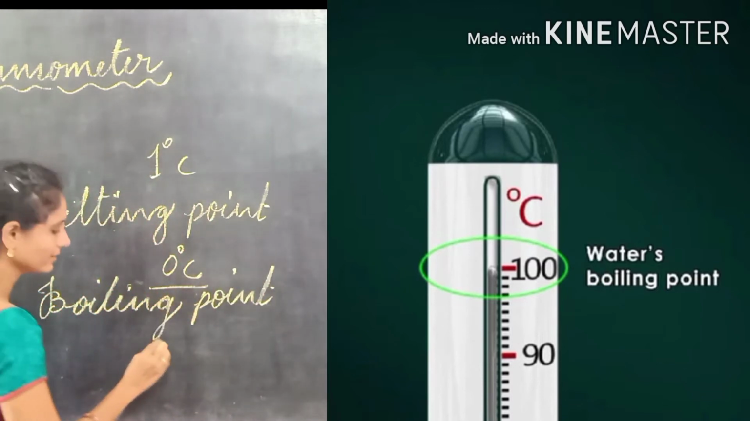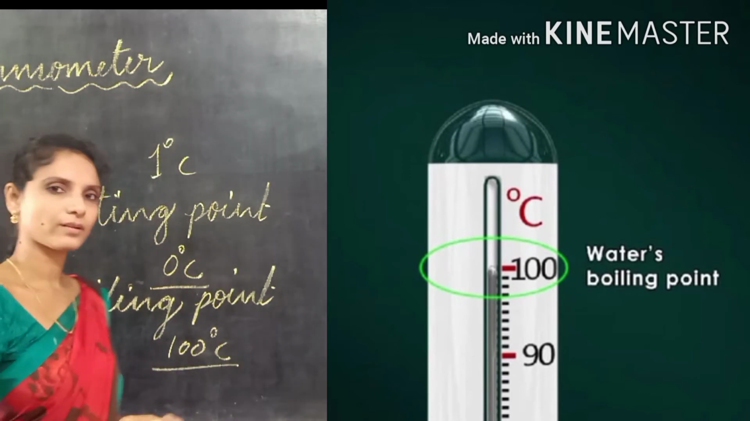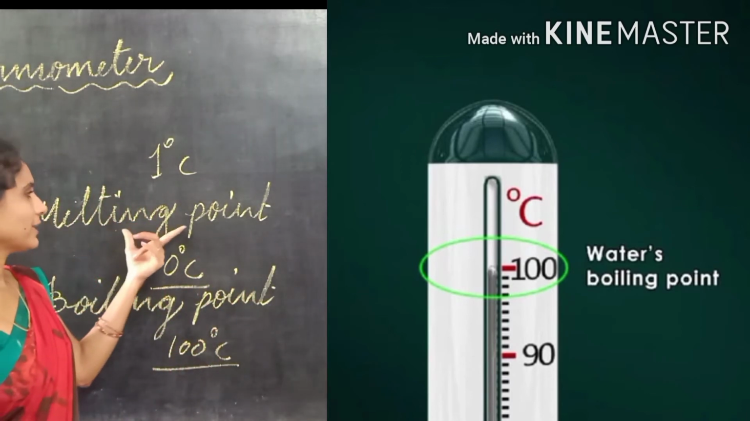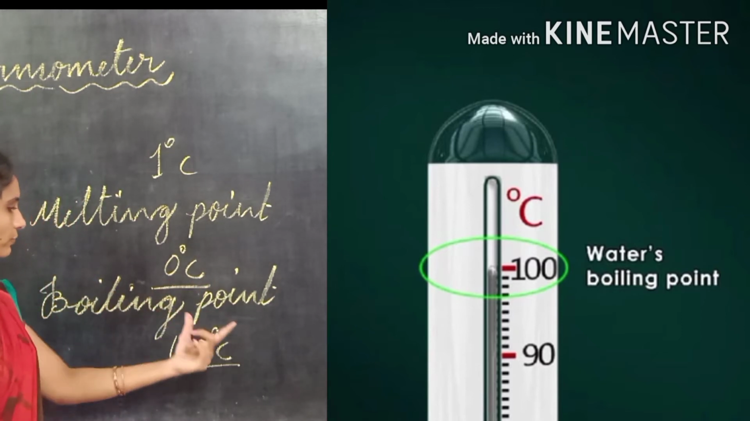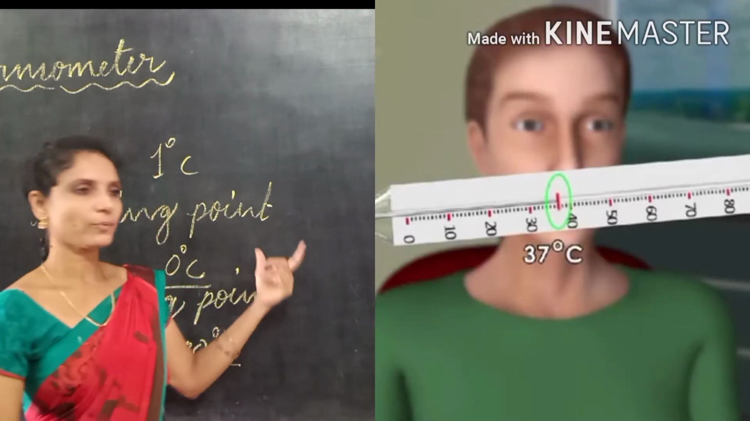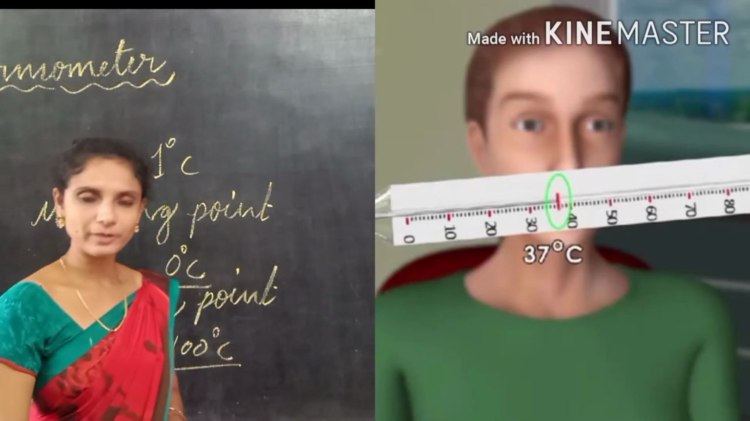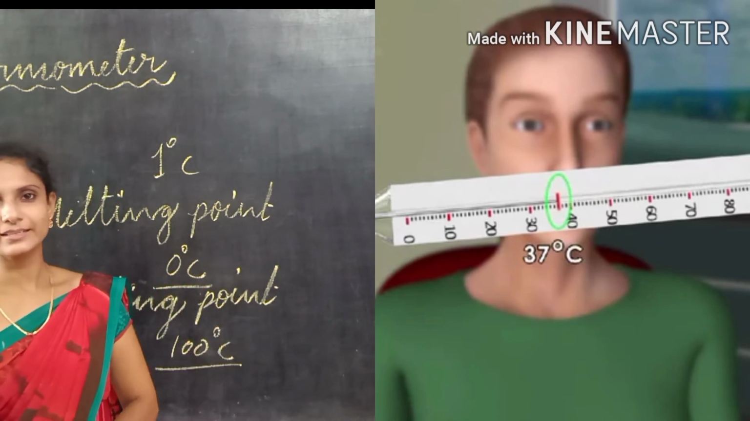Boiling point of water, that is 100 degrees Celsius. So the melting point of ice is called 0 degrees Celsius and the boiling point of water is 100 degrees Celsius. The normal body temperature of a human being in the centigrade scale is 37 degrees Celsius.